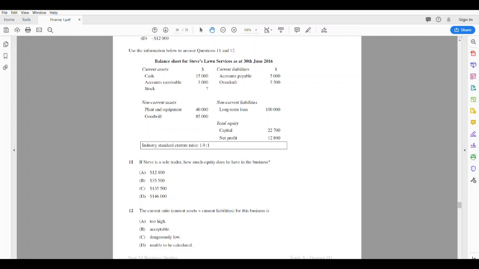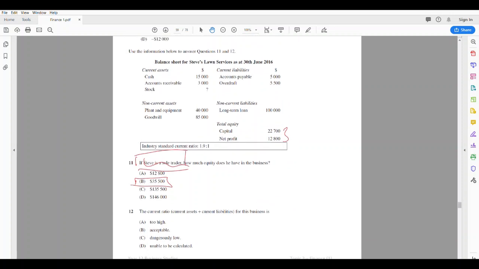Okay, so questions 11, 12. This is about the balance sheet, equity, and the current ratio. So we're going to first do question 11. If Steve is a sole trader, how much equity does he have in the business? This part, just ignore it. It doesn't really make a difference. It could be shareholder equity. Doesn't matter. We just know that there's equity. So we just add these together. 22,700 to 12,800. That is 35,500. Quick maths.